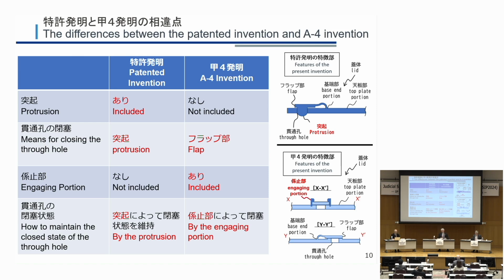From question 4 and onward, we will ask you about reason for invalidation 2 regarding the hypothetical case. Reason for invalidation 2 is the lack of inventive step described in A4. I will explain the differences between the patented invention and the A4 invention. For the patented invention, a flap has a protrusion, and this protrusion maintains the closed state of the through hole. And the A4 invention has a flap with no protrusion. The flap portion will fit into the through hole to maintain the closed situation. These are the differences between the patented invention and the A4 invention.